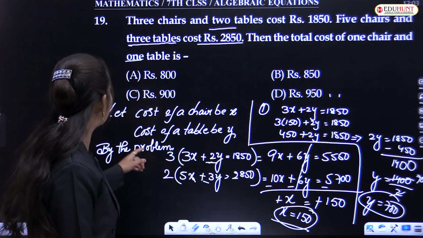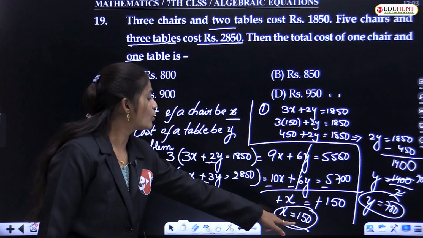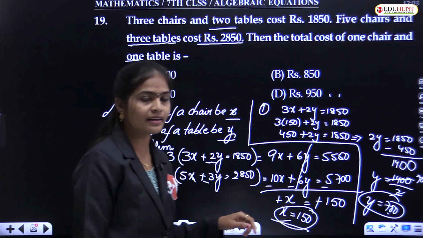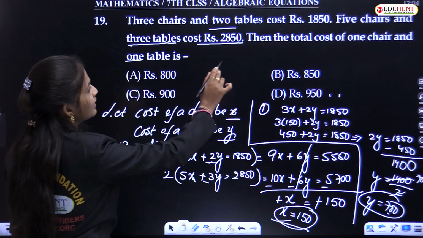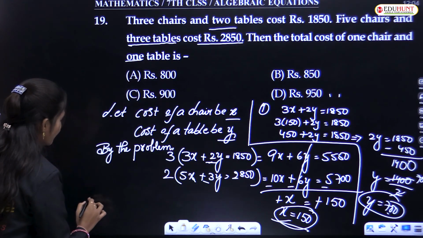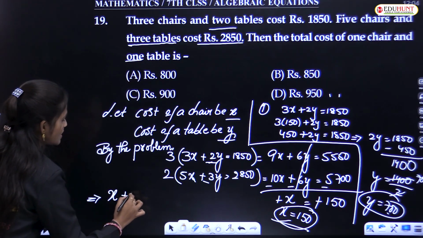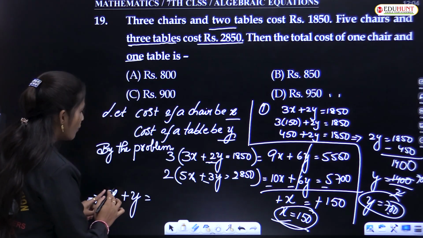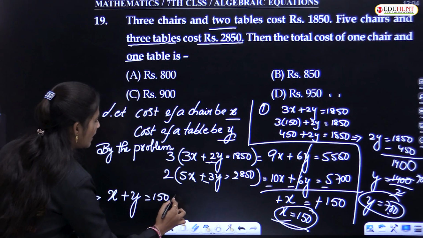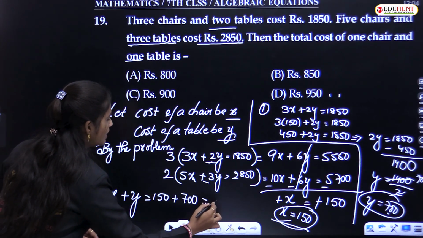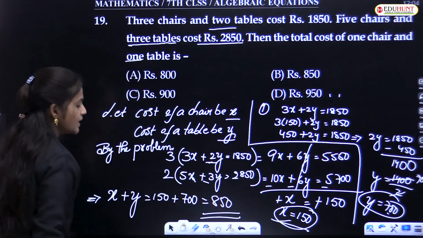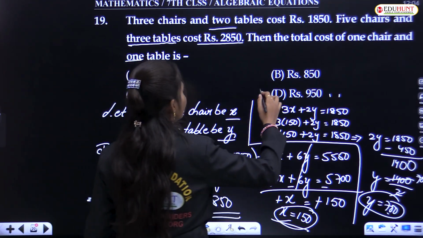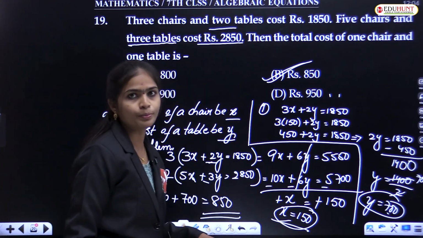So we took, let the cost of a chair be x. Cost of one chair is 150. Cost of one table is 700. Okay, now what are they asking? The cost of one chair plus one table. So we need to find the x plus y value. One table and one chair cost we have to find. One chair cost is 150 and one table cost is 700. So that is equal to 850 rupees. Okay, so which option is correct here? Option B is correct, 850 rupees.